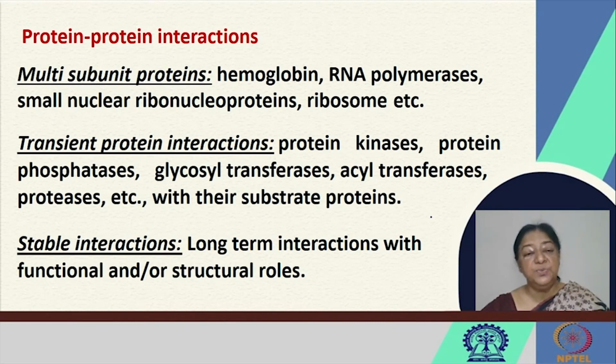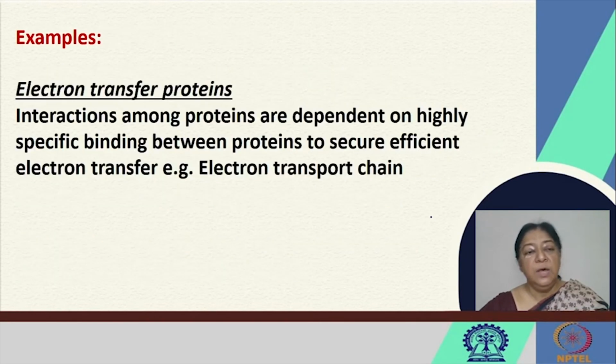We have transient protein interactions such as protein kinases, phosphatases, and what they do is they interact in a very transient manner with the specific protein that it has to complex with, and then performs the particular reaction or the specific biochemical process that has to occur, and that would be a transient type of interaction. There are some stable interactions as well that are long-term interactions that have specific functional or structural roles.